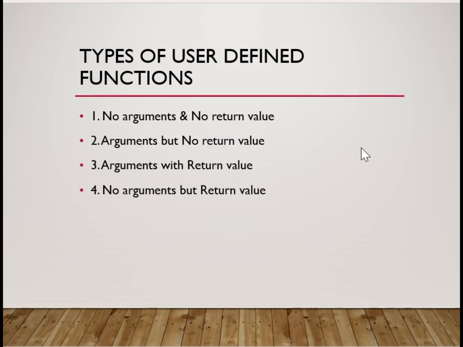No arguments and no return value: the function does not take input and does not return any value. Arguments but no return value: the function takes input but does not return anything. Arguments with return value: the function takes input and returns a result. No arguments but return value: the function does not take input but returns a value. Understanding these types helps you write different kinds of functions depending on program requirements.